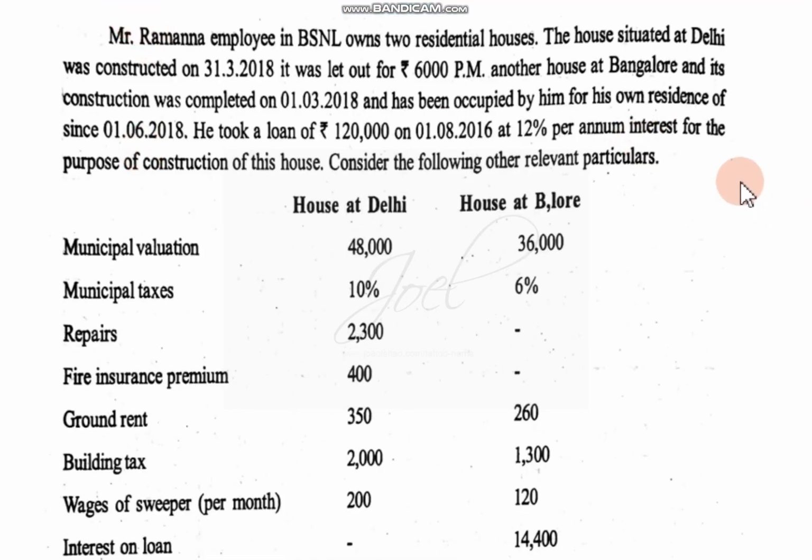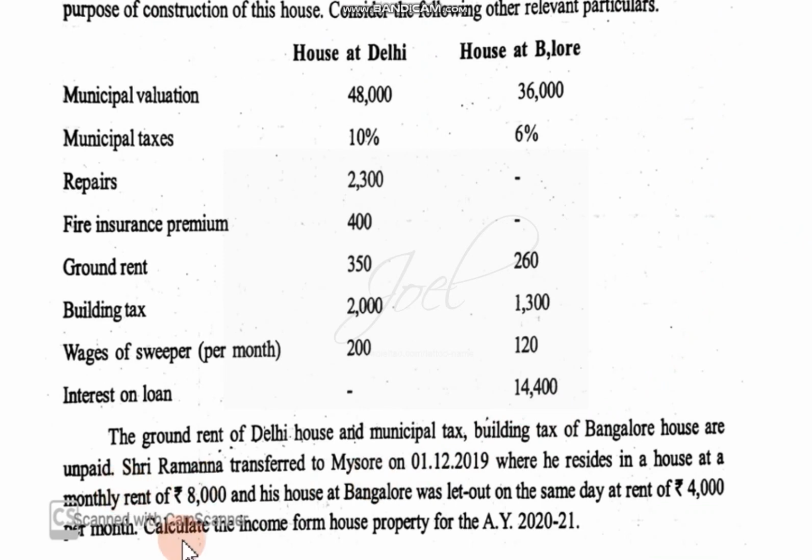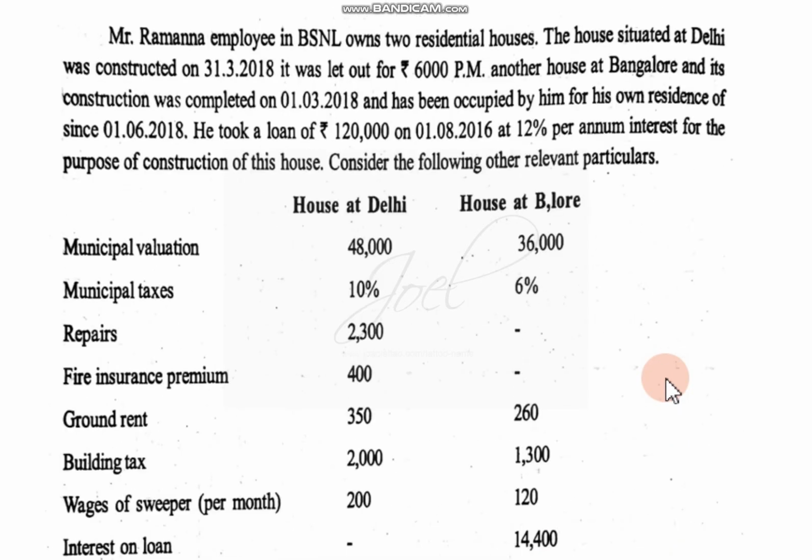First of all, what is asked we have to see. It is calculate the income from house property for the year 2020-21. So house property income is asked, not gross annual value. So we have to calculate now. See there, Mr. Ramanna is an employee in Bangalore, owns 2 residential houses. So one information, he owns 2 residential houses.